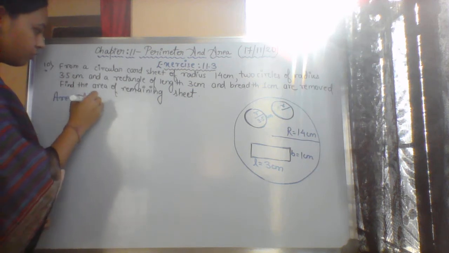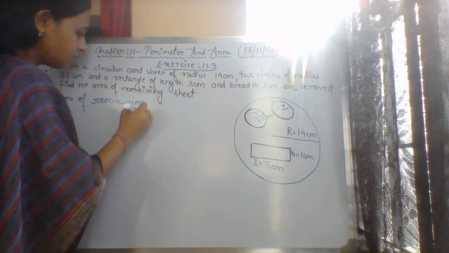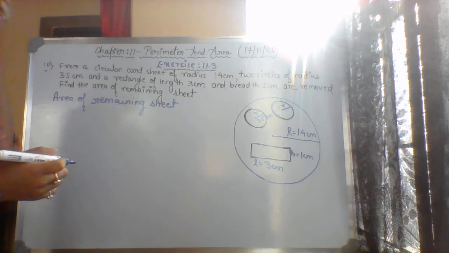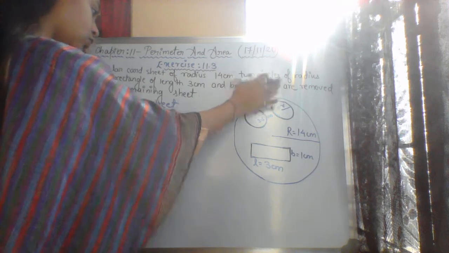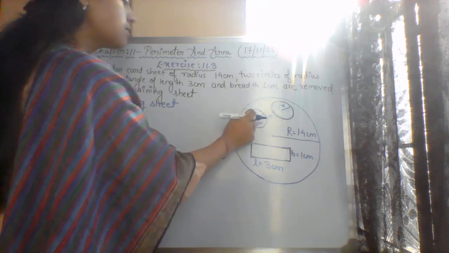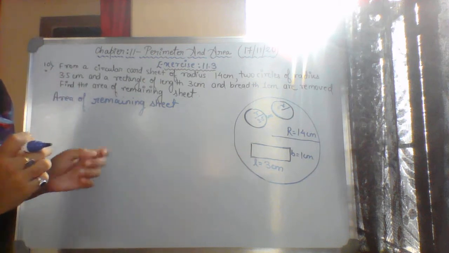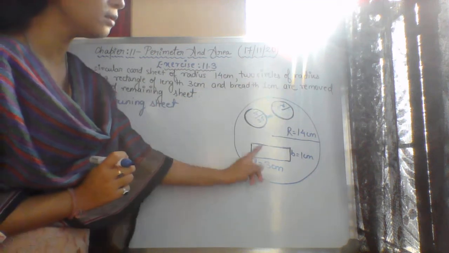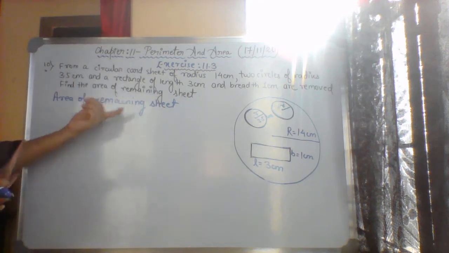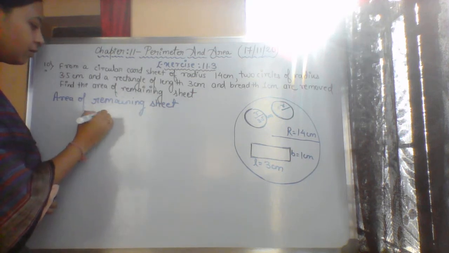So we are going to find the area of the remaining sheet. You can do it directly, or you can find the total area of this circular sheet, then the area of this circle, then the area of this rectangle, then do the mathematical operation: total minus these two circles minus this rectangle. Or you can do it together also. Whatever you are comfortable with, you can do.